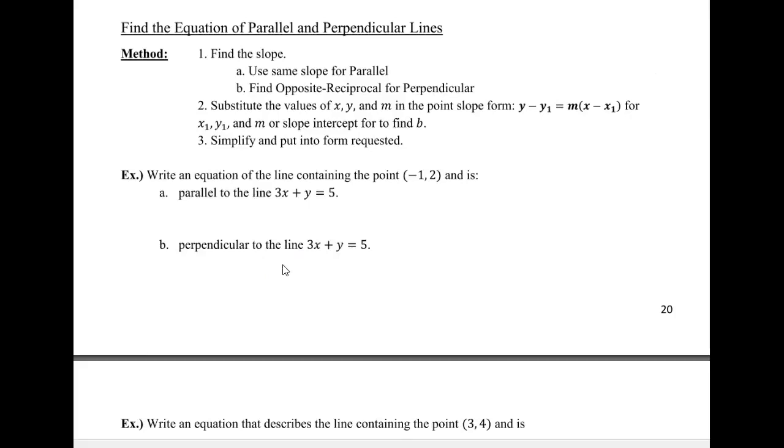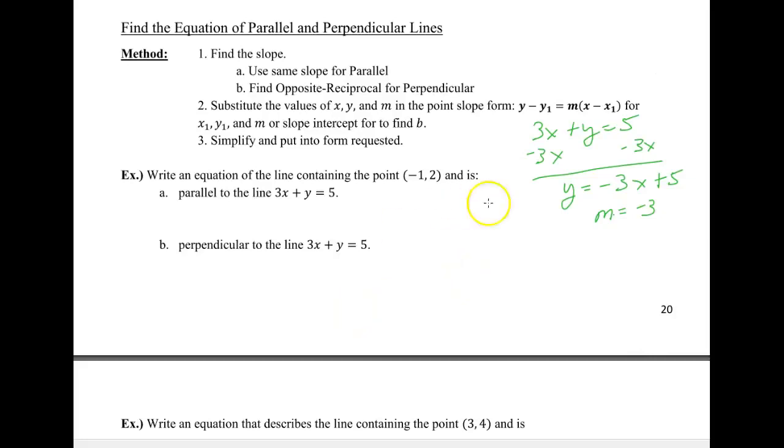How we start is, first we have to identify the slope of the first line, right? We're going to make a new equation for a different line, but I have to know what the slope is of this line to be able to do that. So I'm starting with 3x plus y equals 5. I want to get y alone, so I subtract 3x from both sides, and I end up with y equals -3x plus 5. The slope of this line is -3.